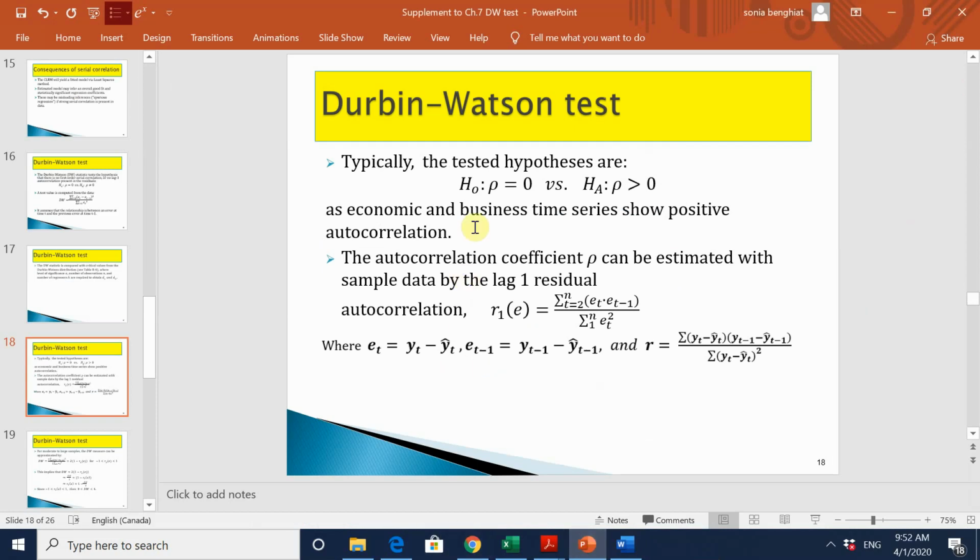A note here is that when we're dealing with business or economic data, most often we're looking at positive autocorrelation. So if we're dealing with positive autocorrelation, we narrow down the Durbin-Watson test so that instead of being two-sided, it is one-sided. We say in the null hypothesis that the correlation coefficient is equal to 0 versus in the alternative, it is greater than 0. Okay, so that is on the assumption that we are dealing with business time series data.